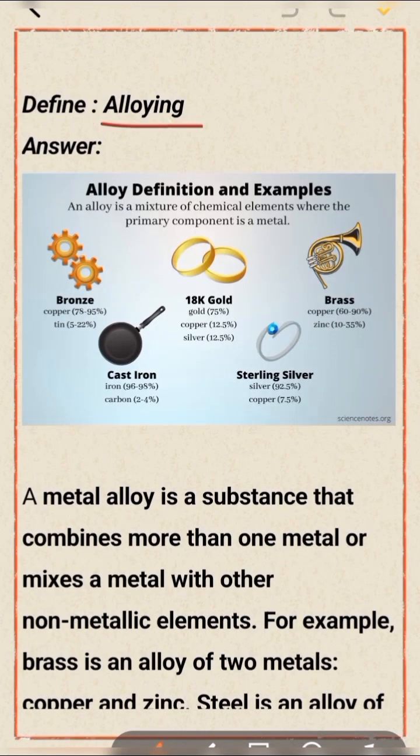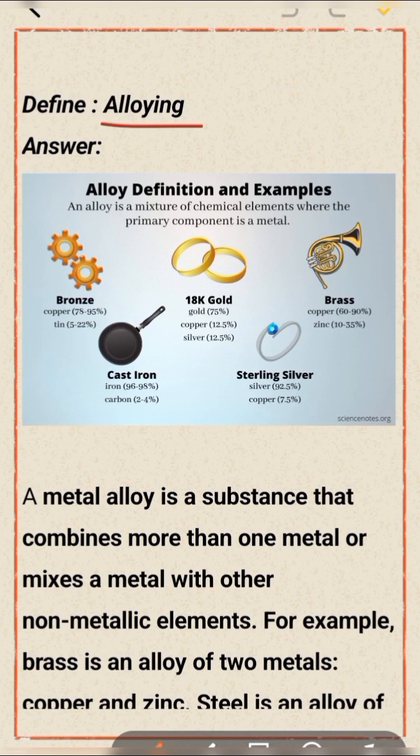Define alloying. An alloy is a mixture of chemical elements where the primary component is a metal. For example, bronze is a combination of copper and tin. 18K gold is a combination of copper and silver.